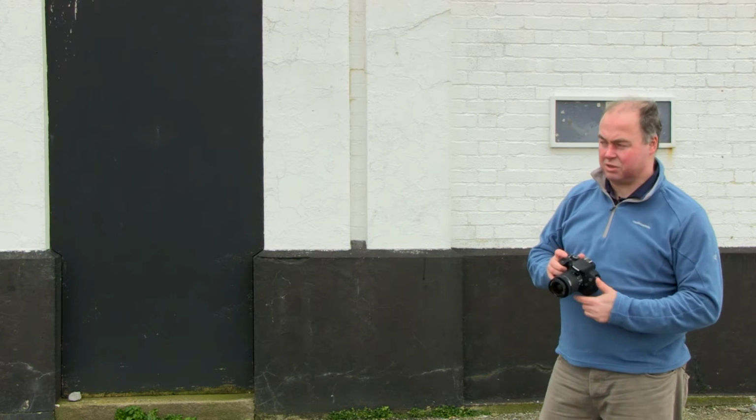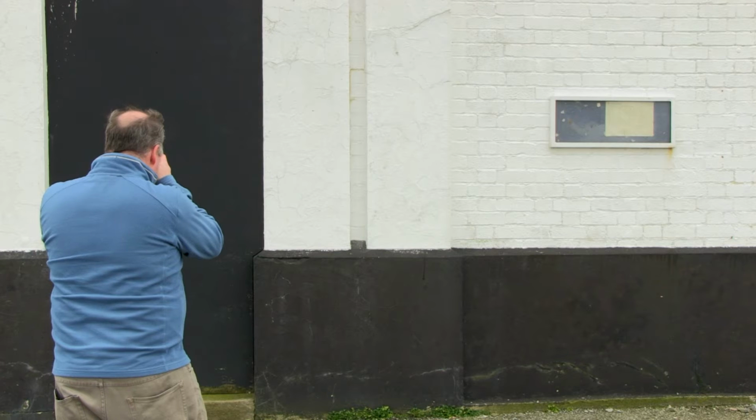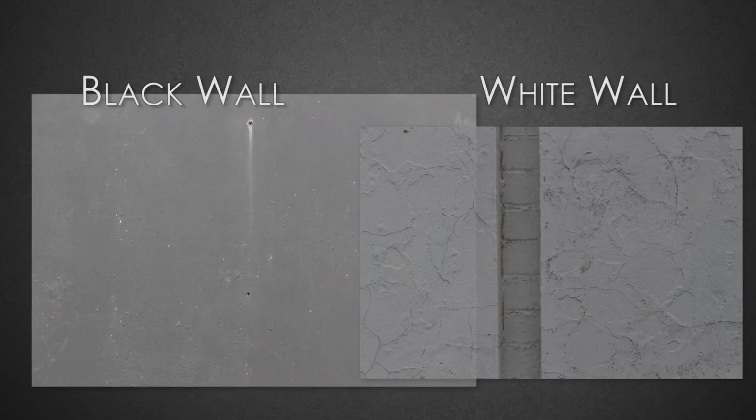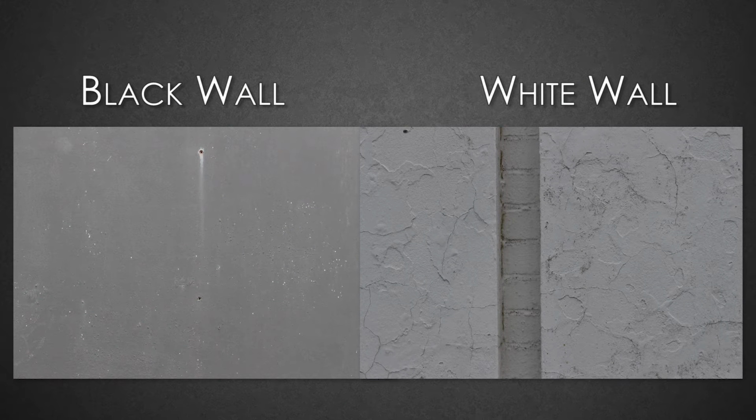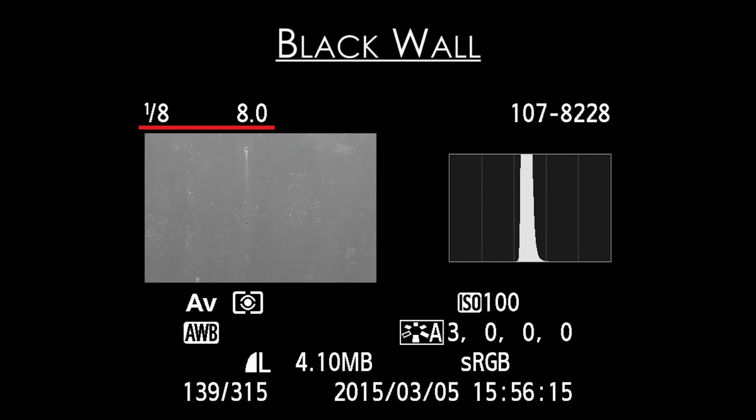I'm using aperture priority and I've locked my ISO to 100 so that only the shutter speed will change. I've just taken these two pictures, and looking at the back of my camera I can check the shutter speed to give me an idea of how different the camera's recorded. What I'm seeing is that the white wall was taken at 1/160th of a second at f/8. And when we photograph the black panel next to it, it's giving me 1/8 of a second.